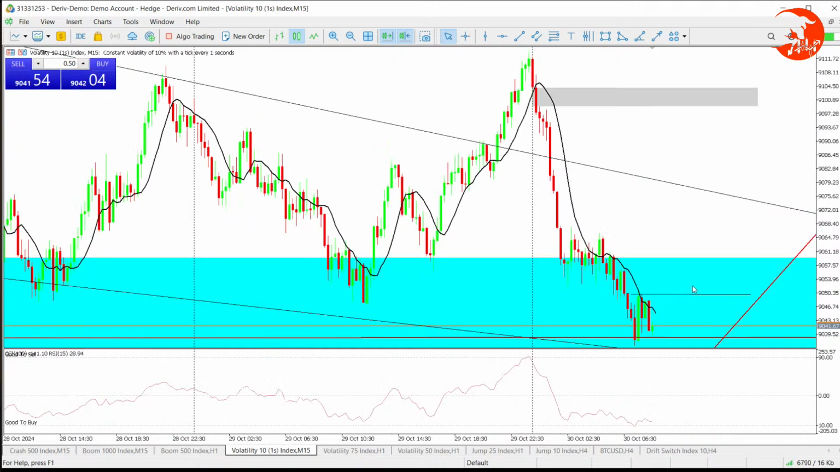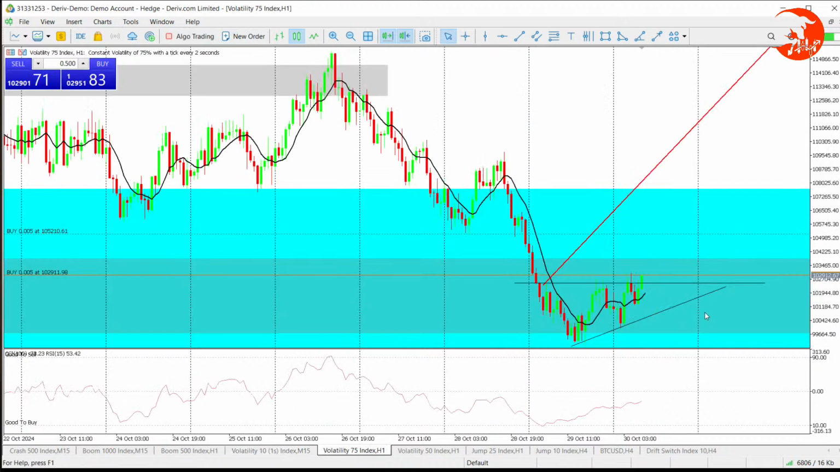V10, it's a no-go. We want to make our entries when price reaches that level and breaks it. This is M15. V75, price has started to break out on our ascending triangle. So once it breaks out and retests, you guys have an entry. Those who remember what I told you, you guys will have an entry.